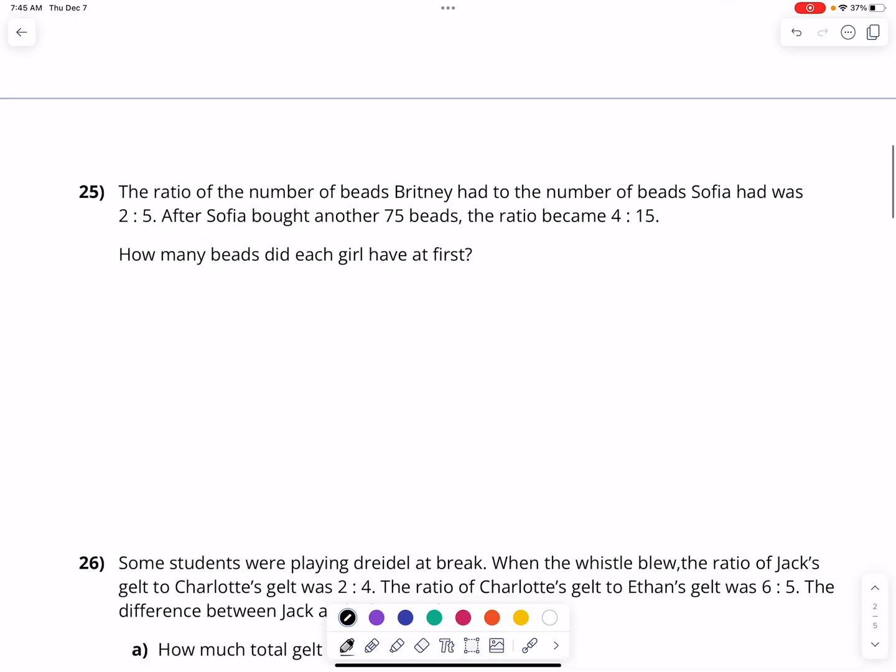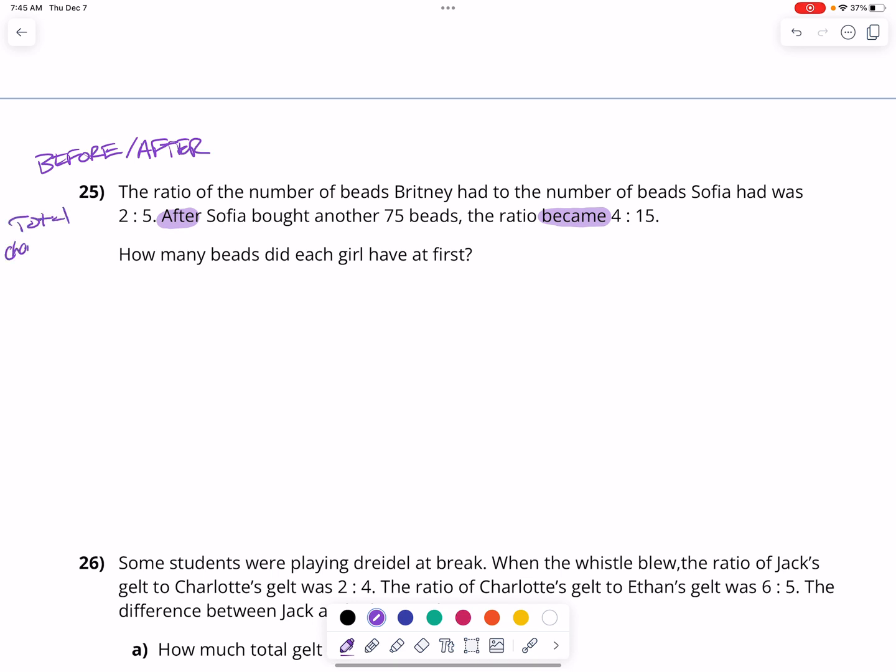So in this question, the ratio of the number of beads Brittany had to the number of beads Sophia had was 2 to 5. After Sophia bought another 75 beads, the ratio became this. So we see in here, after Sophia bought something else, the ratio became this. So that makes me think that this is going to be a before and after, because we only have two people, but something is happening and our total is changing. And so because our total is changing, we know that this is going to be a before and after.